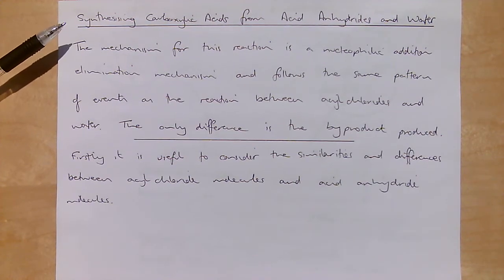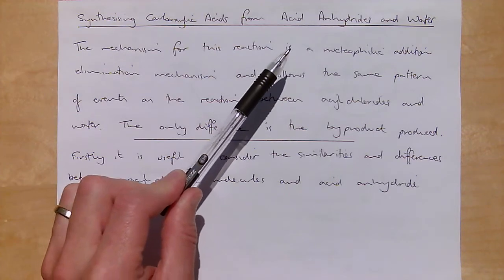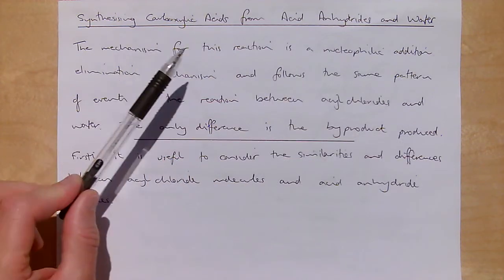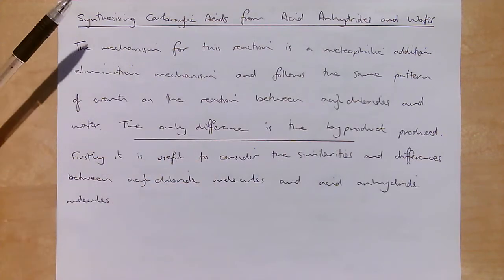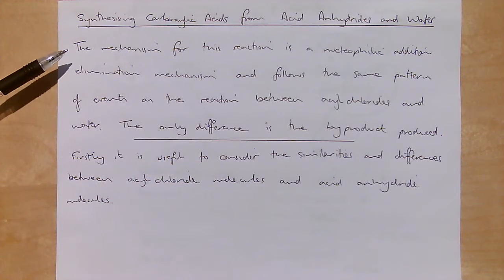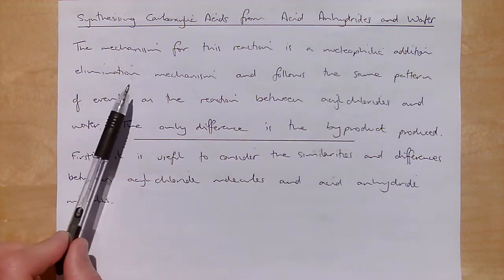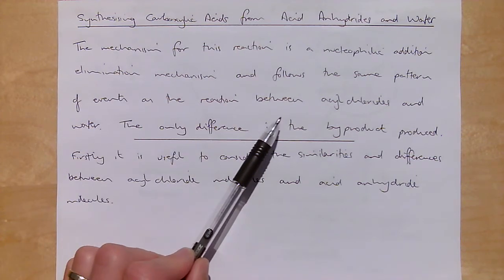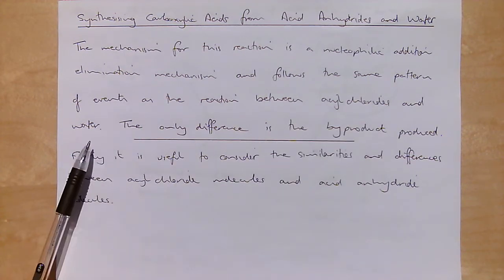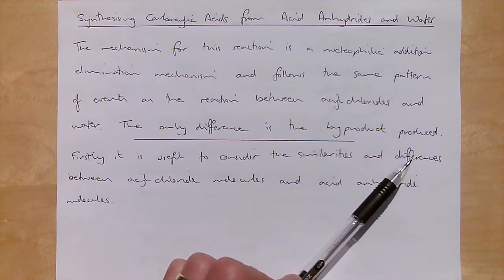Today we're going to have a look at how we can synthesize carboxylic acids from acid anhydrides and water. So far we've synthesized acid anhydrides from acyl chlorides and water, and we're going to have a look at how we synthesize carboxylic acids from acid anhydrides and water. The mechanism for this reaction is a nucleophilic addition elimination mechanism and follows the same pattern of events as the reaction between acyl chlorides and water. The only difference is the byproduct that is produced.